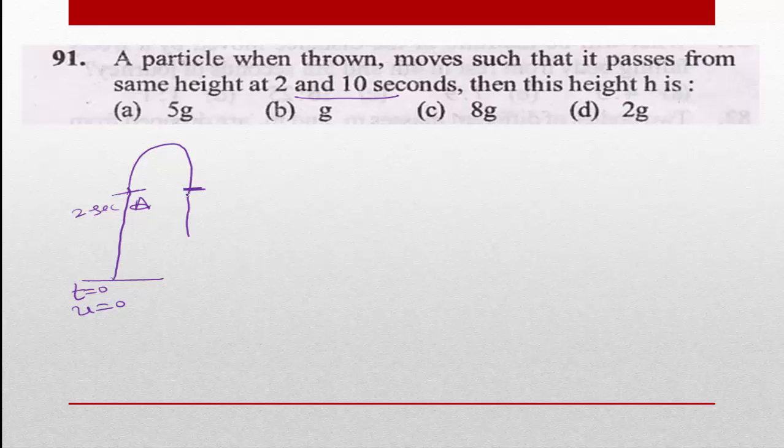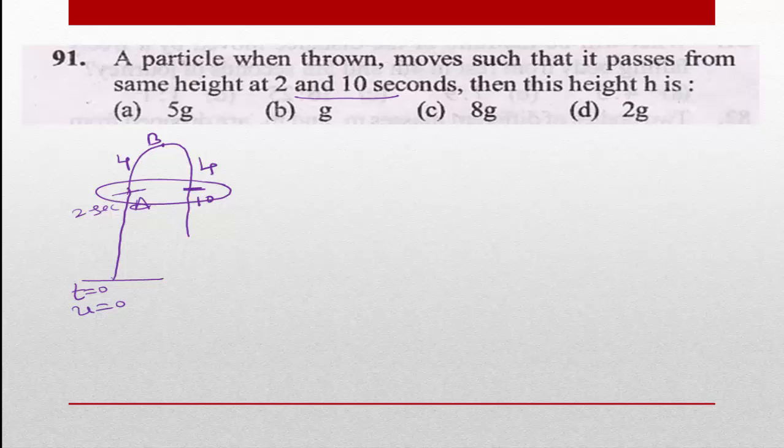A particle when thrown up moves and passes through the same height at 2 and 10 seconds. It is at the same height at 2 and 10 seconds, so here it reaches the point B. This is the 4. 4 plus 2 is 6 seconds and 6 plus 4 is 10 seconds. At 10 seconds the 2 points join here.